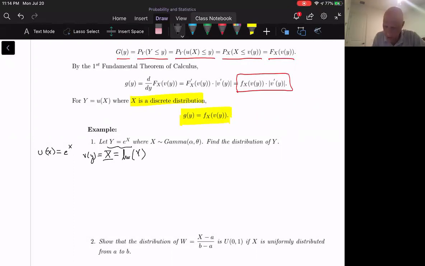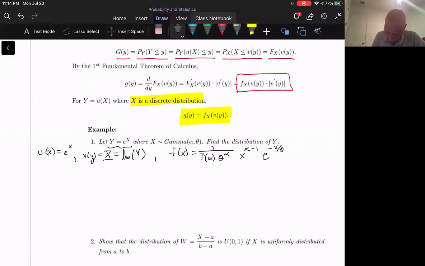Now, according to what this shortcut says, we want to take the f of x function, evaluate it at v of y, and multiply by v prime. So we have u, we found v. What else do we need? We also need f of x, the PDF of x, which we are given to be gamma. So that is 1 over the gamma function of alpha, theta to the alpha power, x to the alpha minus 1, e to the negative x over theta.